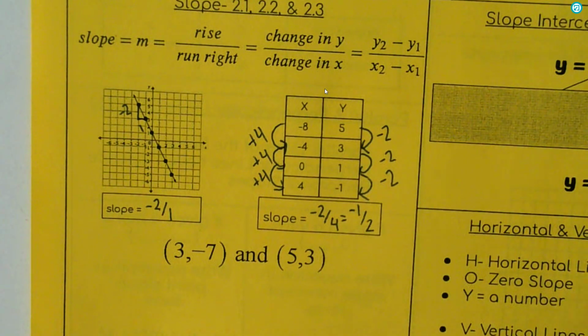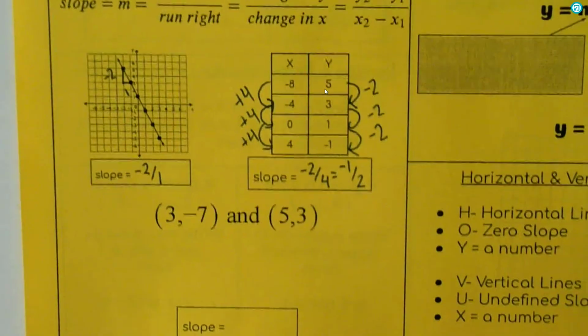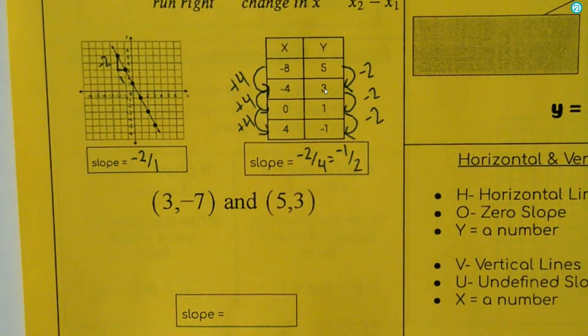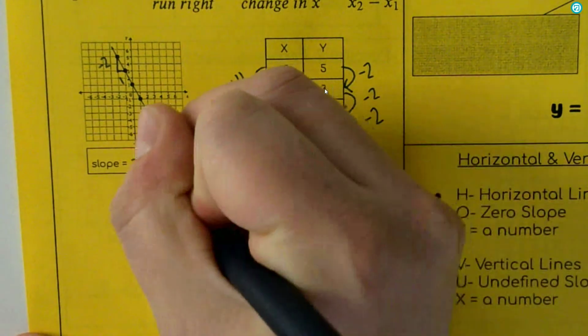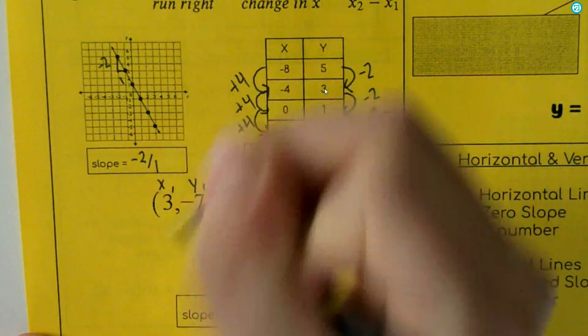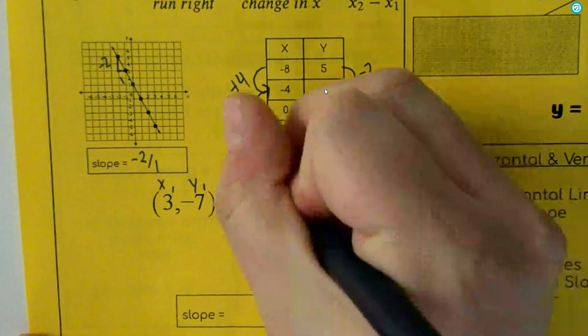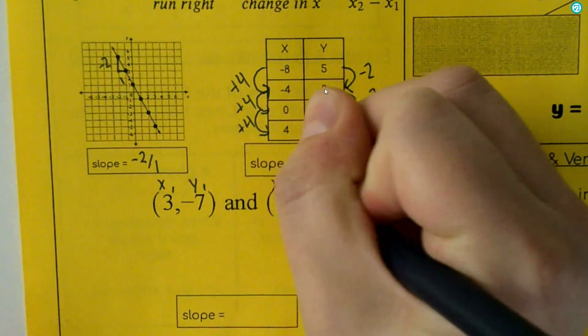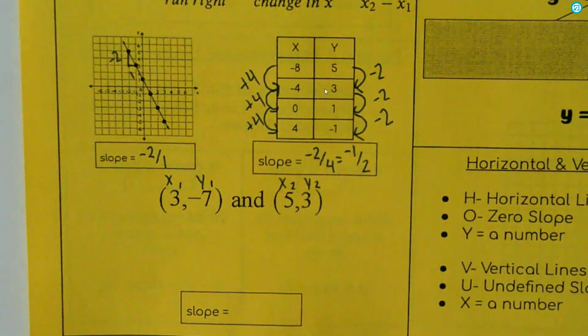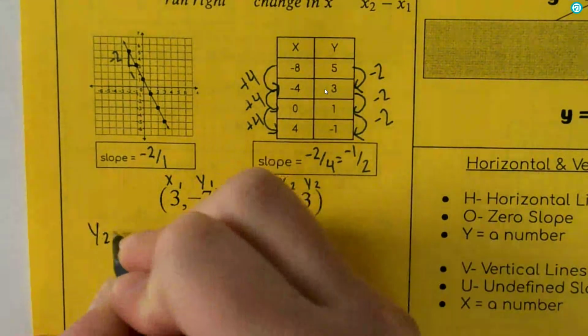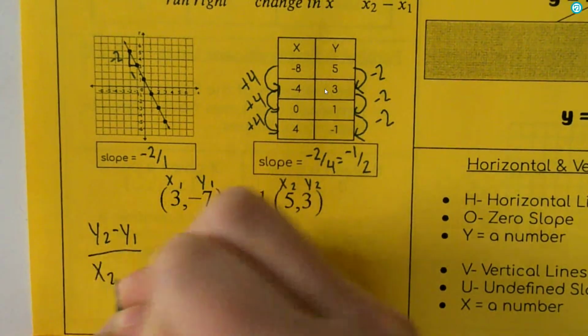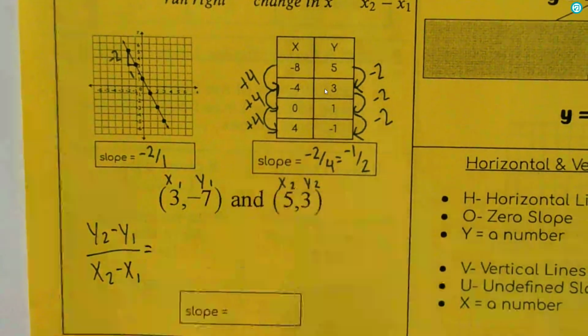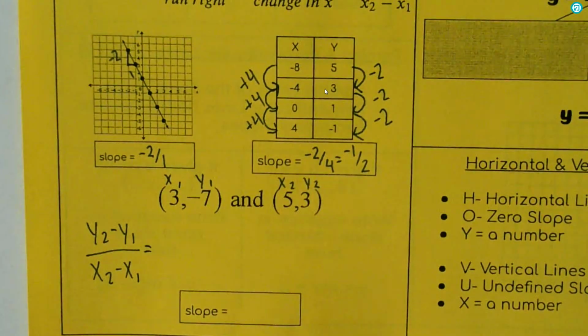Okay. And then the last method of finding slope we did was our slope formula. For the slope formula, the first thing that I would recommend you guys do, especially since it's been a while, is label your ordered pairs. This is x1 and y1. This is x2 and y2. And I know you have the formula up there. I'm going to rewrite it right here just so we can see it. So it's y2 minus y1 over x2 minus x1.